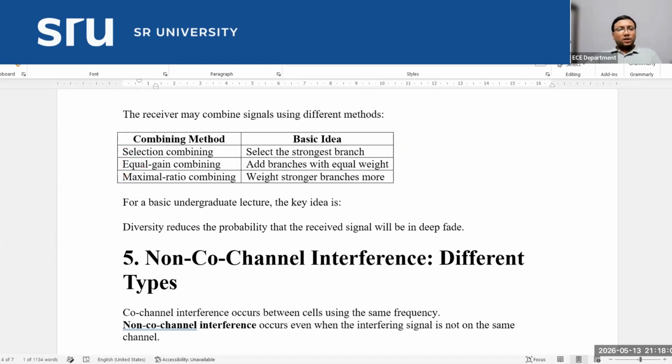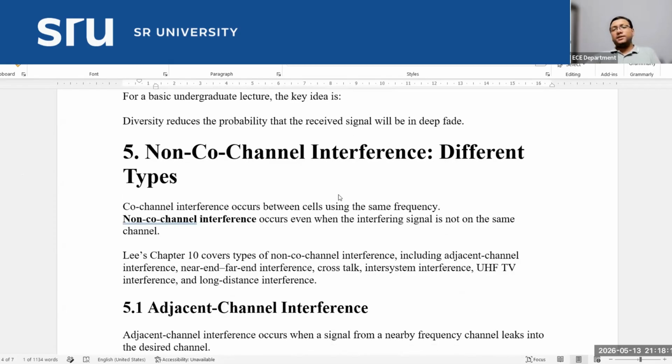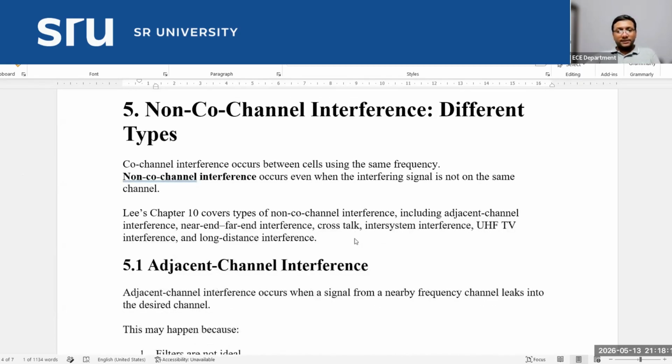Now, non-co-channel interference. Non-co-channel means when the interference is not happening between the cells that are using the same set of frequencies. So what are those types? Till now we only discussed one type of non-co-channel interference, that is called adjacent channel interference. We discussed it many times.